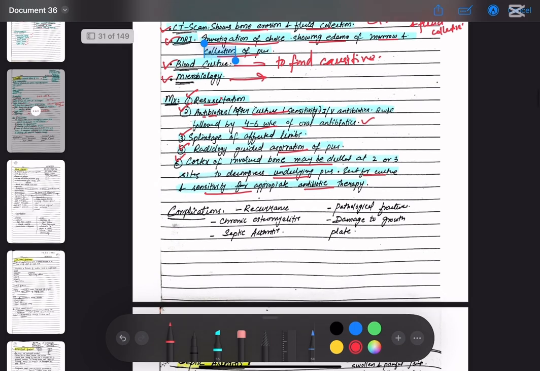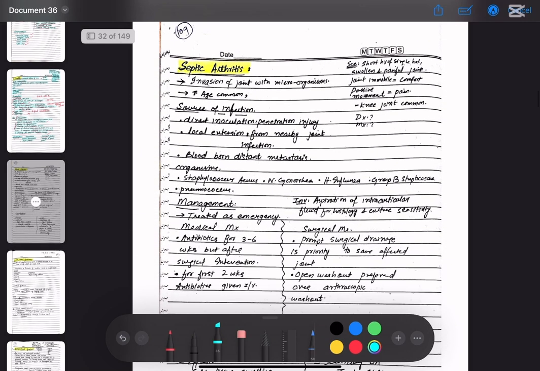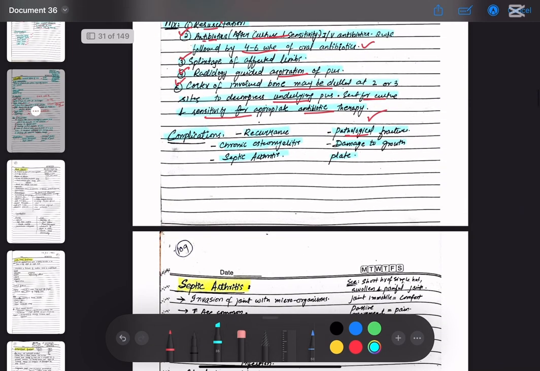The complications of osteomyelitis are that recurrence may occur, and the pathological fractures occur. What are the pathological fractures? Any fractures that occur due to any underlying condition or disease. Then chronic osteomyelitis may occur, and damage to the growth plate can occur, and septic arthritis can occur. These are the complications. Okay, septic arthritis, recurrence, chronic osteomyelitis, damage to the growth plate, and pathological fractures.